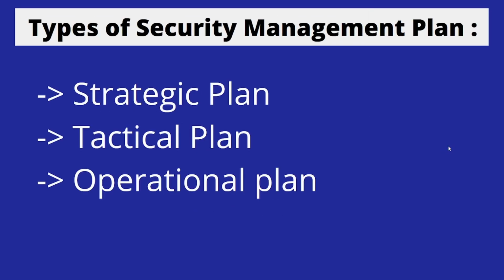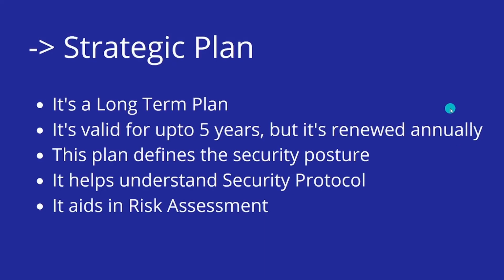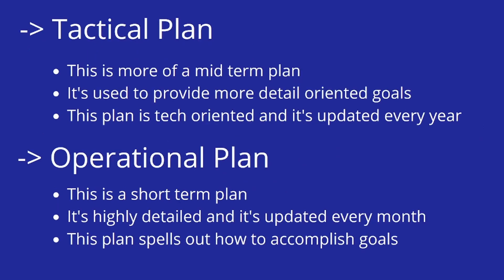Now there's different types of security management plans: strategic plan, tactical plan, and operational plan. First, we'll be covering the strategic plan. Strategic plan, it's a long-term plan. It's valid up to 5 years, but it's renewed annually. They do check in on it once a year and see if any changes are required. This plan defines the security posture and helps understand the security protocol. Strategic plan aids in the risk assessment.